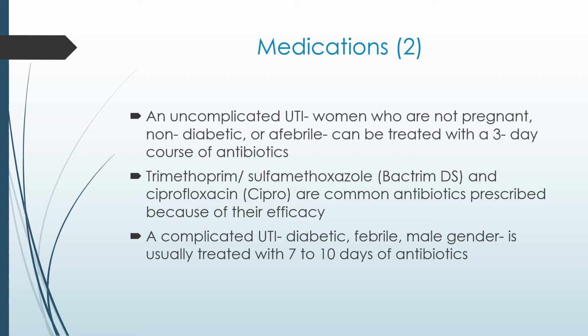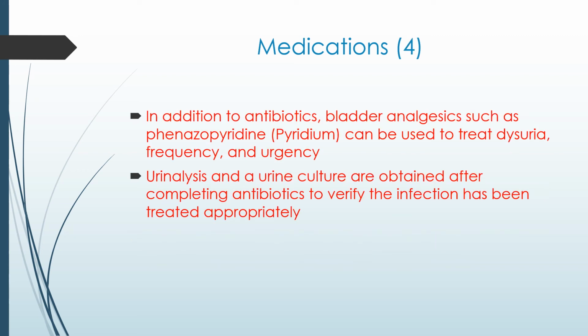Now, a complicated UTI, where the woman is diabetic, she has a fever, or if we have a male, they are usually treated for 7 to 10 days worth of antibiotics. So uncomplicated, 3 days; complicated, 7 to 10 days. So listen up, and then listen up one more time, ladies and gentlemen. In addition to the antibiotics, bladder analgesics such as pyridium may be used to treat dysuria, frequency, and urgency.